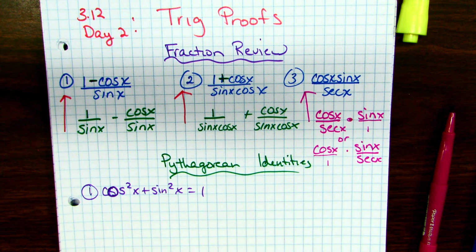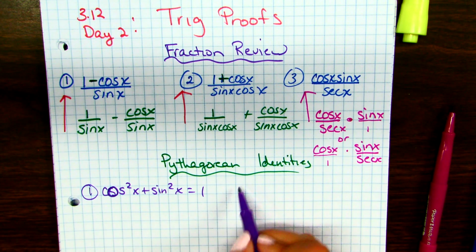And remember, cosine and sine can be switched. It's addition, so you can put sine squared first or cosine squared first. But we saw this yesterday. We'll see it again today, where sometimes in a problem you'll have this left-hand side, and you can get rid of that whole chunk of cosine squared x plus sine squared x and replace it with 1.